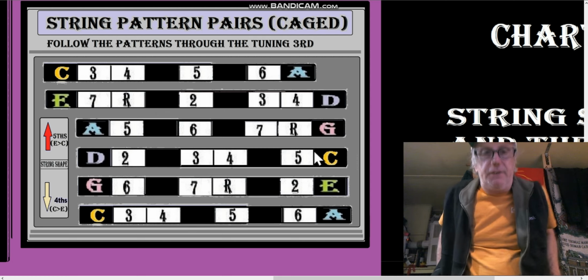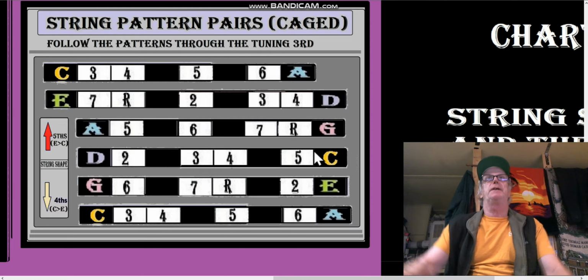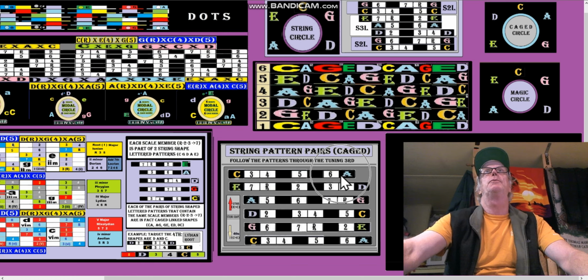So that's the end of it for today. It's pretty much what I've been trying to get into, some new ground here with chart 140.